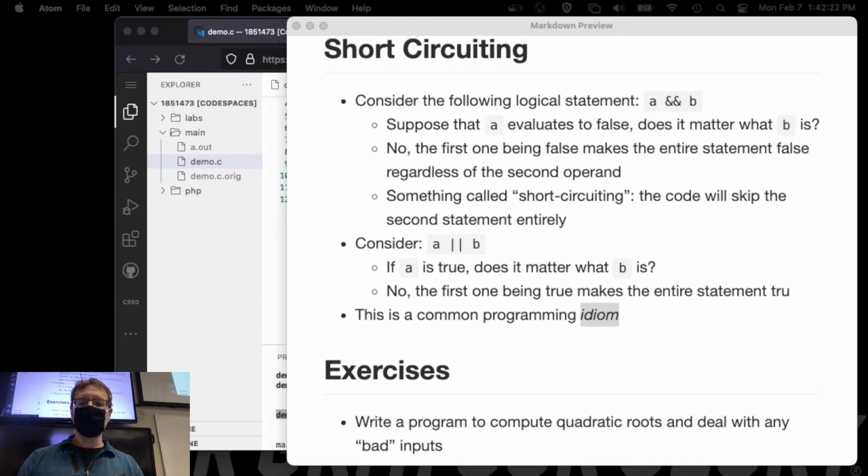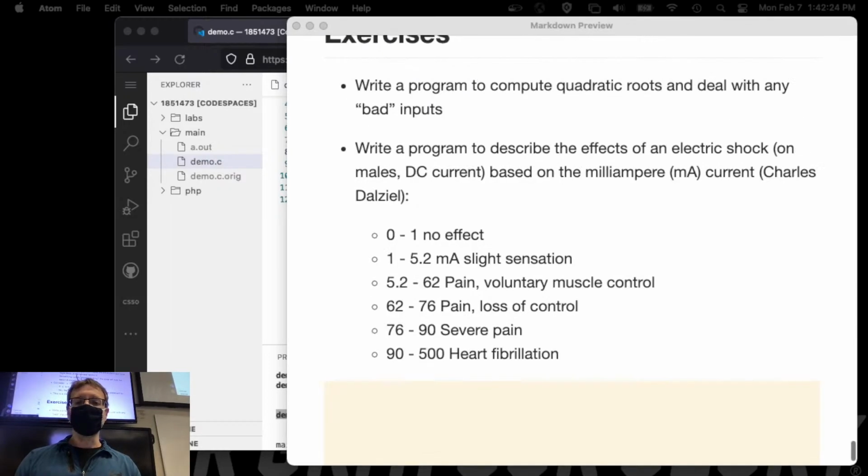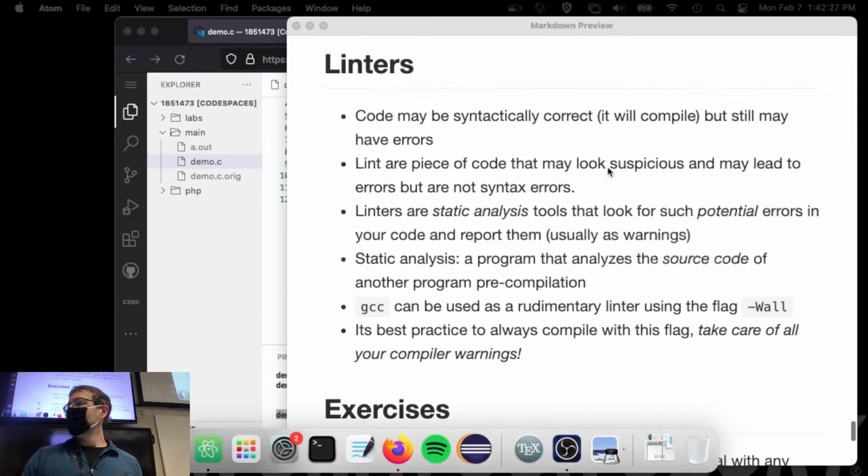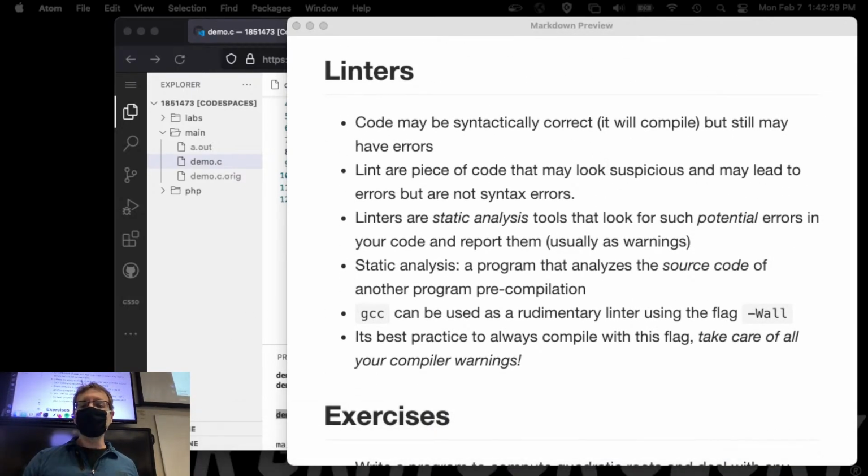So one other thing that I'll say before we get onto these exercises that we've already taken a look at plenty of times here is linting. So code might be syntactically correct. It'll compile, right? But it may still have errors, bugs. Lint is pieces of code that may look suspicious, but they're not necessarily bugs. They're not something that necessarily will lead to an error or will necessarily lead to the wrong computations. But still, it's something that doesn't look good, or it looks like maybe this is something that you need to take a closer look at, just like lint on your clothes.